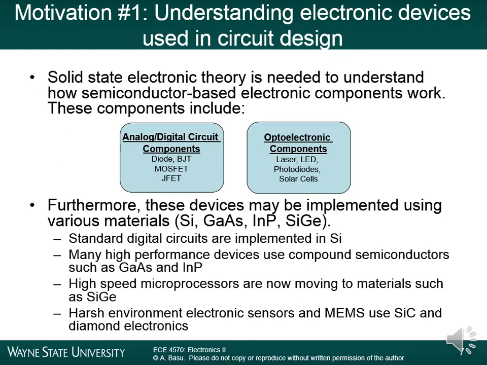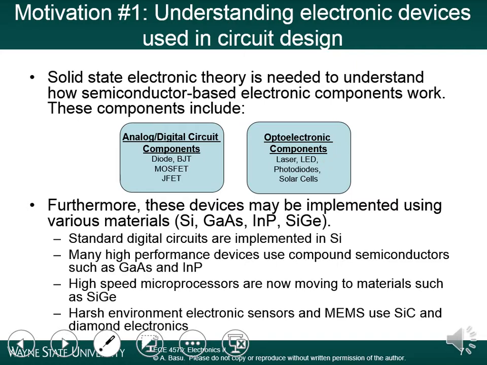I'll breeze through these few different things here. The first motivation: understanding electronic devices used in circuit design. Let's see, analog and digital circuit components. So we have the diodes, BJTs, MOSFETs, and JFETs. And there are also optoelectronic components: lasers, LEDs, photodiodes, and solar cells. These are all semiconductor devices.